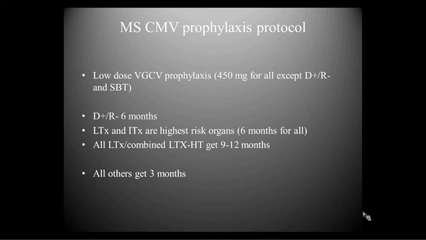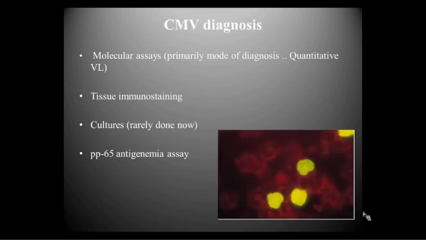And that's supported by data that it helps to keep, basically there's mortality benefit with continued therapy. All right, I won't go too much into diagnosis. We do PCRs here, of course, that's kind of become the mainstay of things. We don't really do cultures. We do tissue immunostaining, of course, for our GI biopsies, etc.